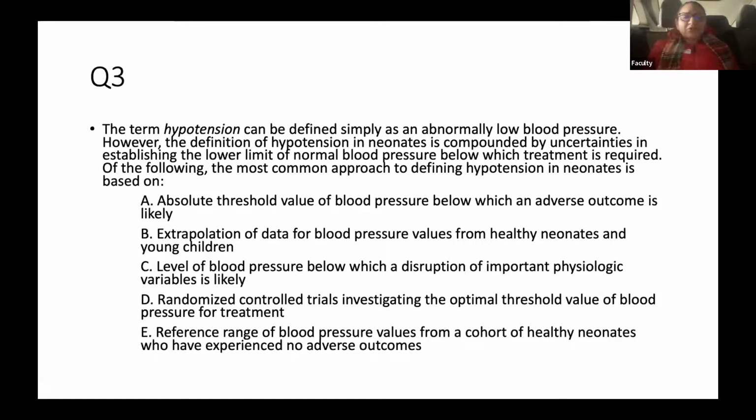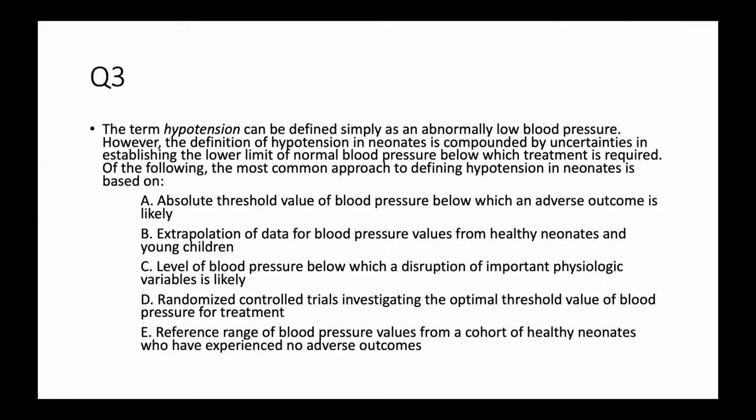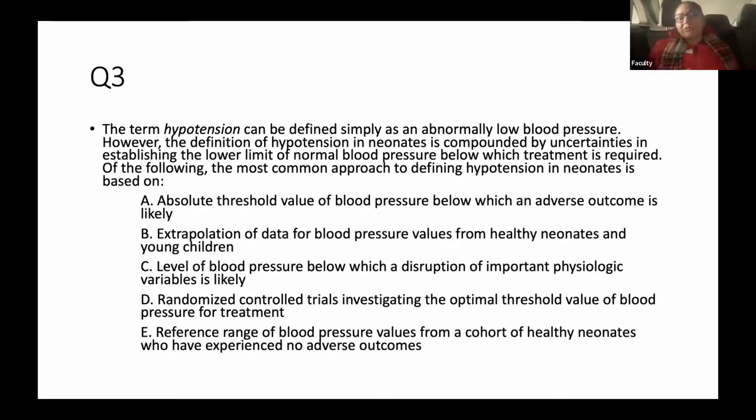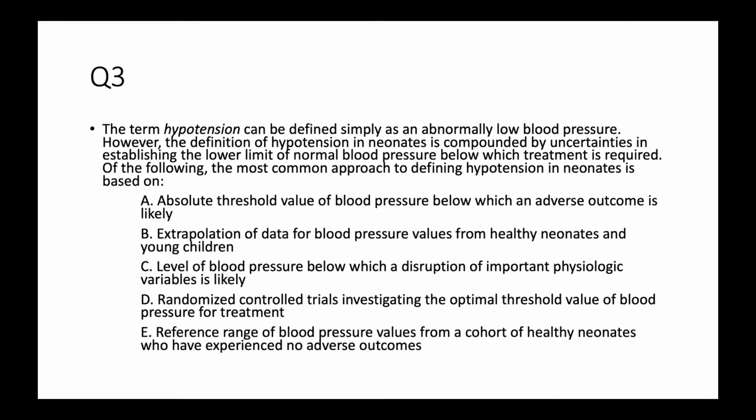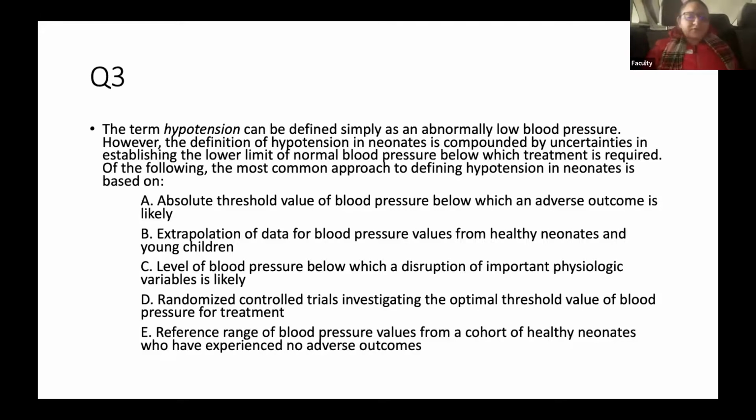A, an absolute threshold value of blood pressure below which an adverse outcome is likely to happen. Or B, extrapolation of data for blood pressure values from healthy neonates and young children. C, the level of blood pressure below which a disruption of important physiological variables is likely. D, randomized controlled trials investigating the optimal threshold value of blood pressure for treatment. Or E, reference range of blood pressure values from a cohort of healthy neonates who have experienced no adverse outcomes.